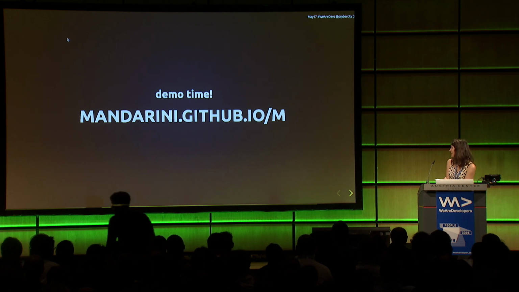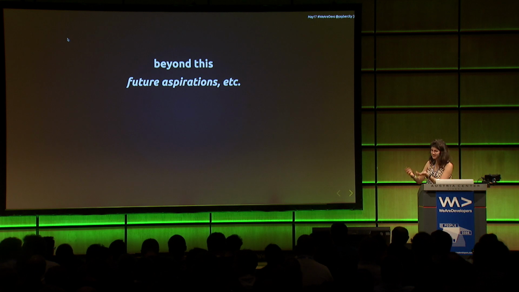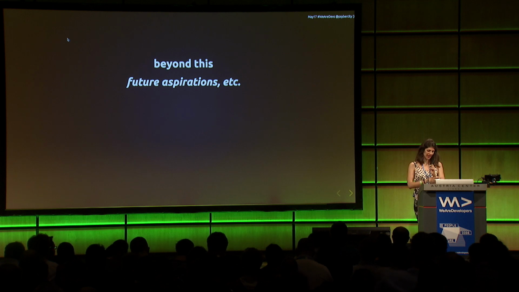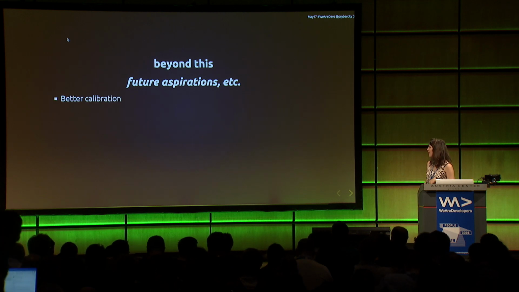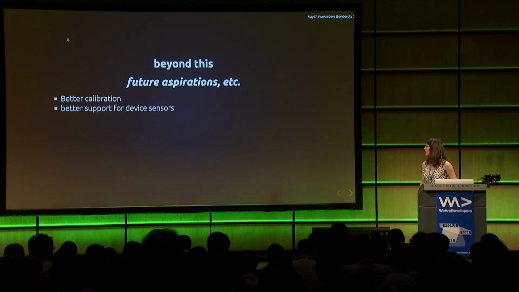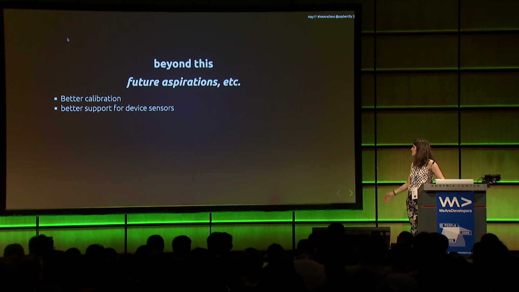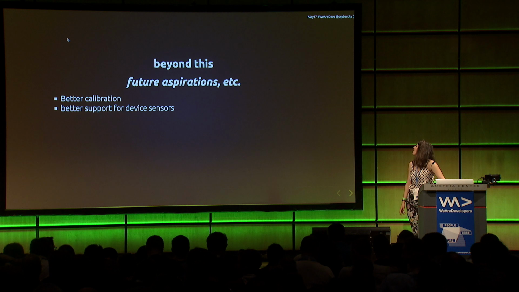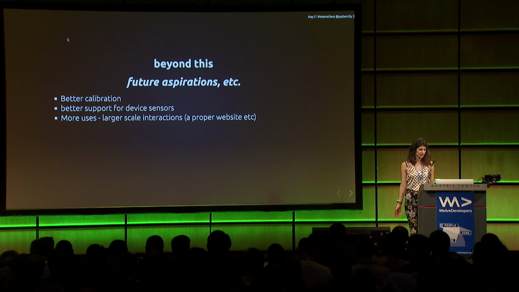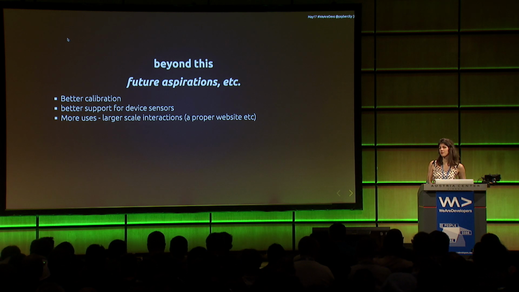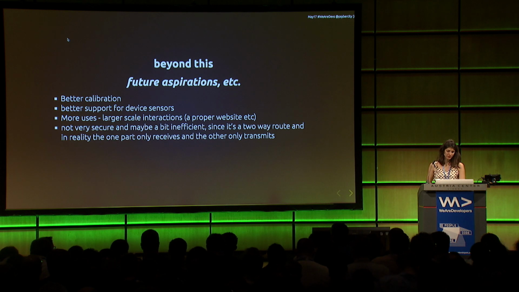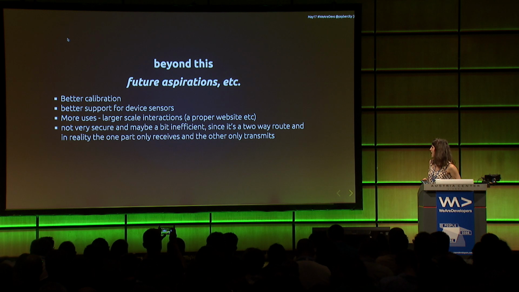So, beyond this, what are our future aspirations? Well, first of all, make it work for as many users as I can, as we saw now. Better calibration, because you need to calibrate your readings better. Better support for device sensors. This relies mostly on other parties. More uses, like use this to control a website, the UI of a website, like move your phone and open a menu, or click a button, or choose a button. So maybe I'll do this in another presentation in the future.